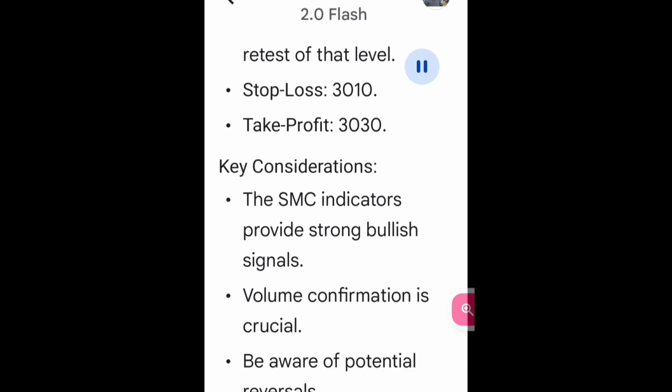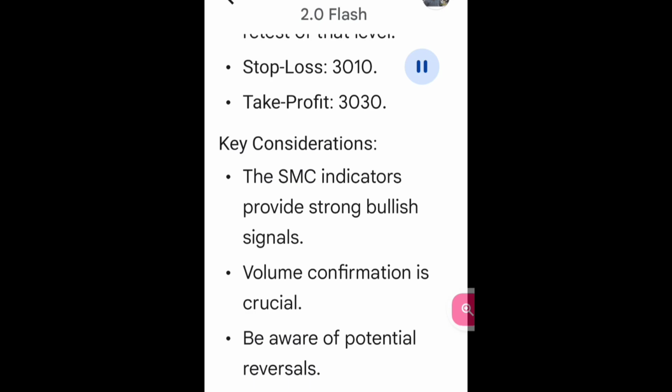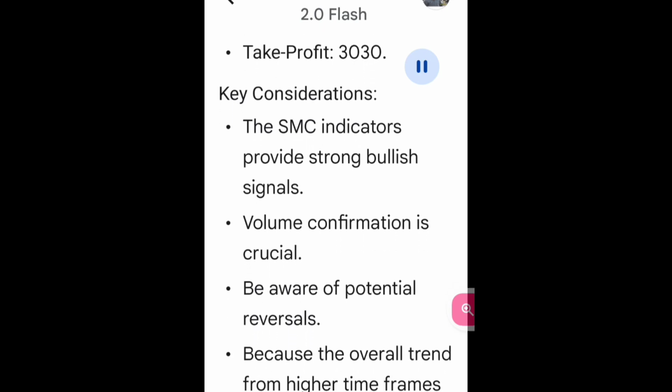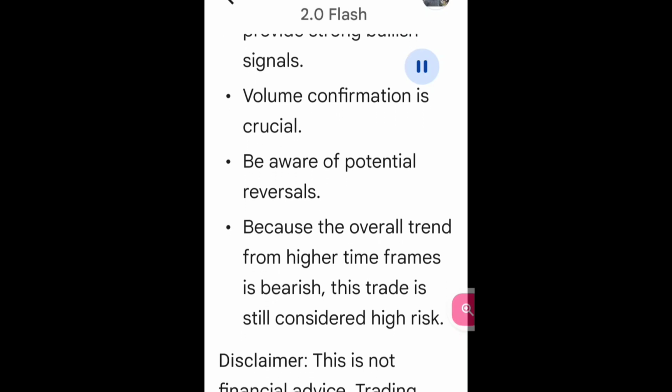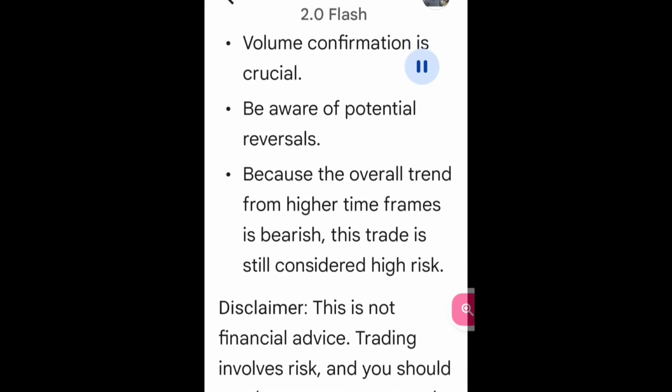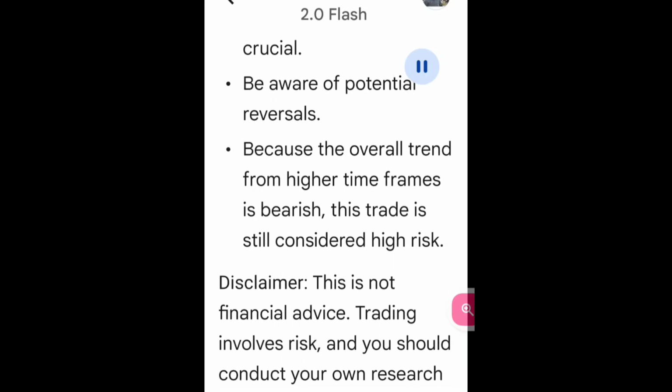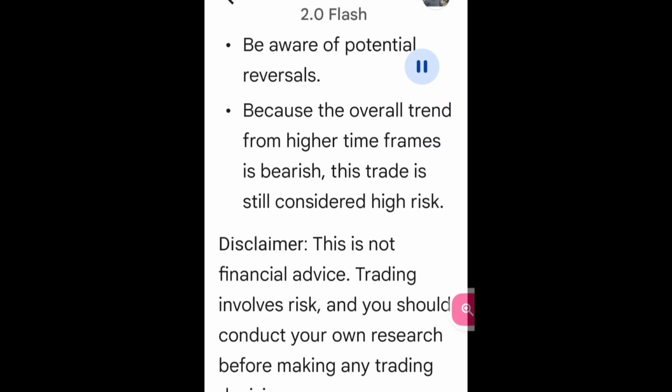Key considerations. The SMC indicators provide strong bullish signals. Volume confirmation is crucial. Be aware of potential reversals. Because the overall trend from higher timeframes is bearish, this trade is still considered high risk.